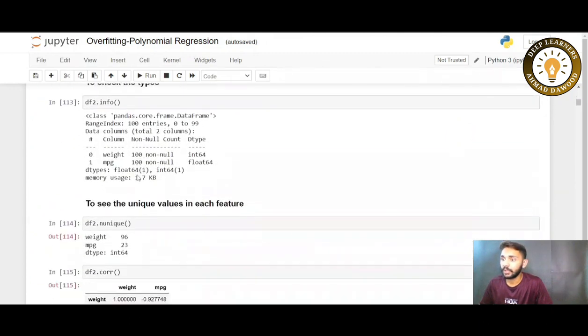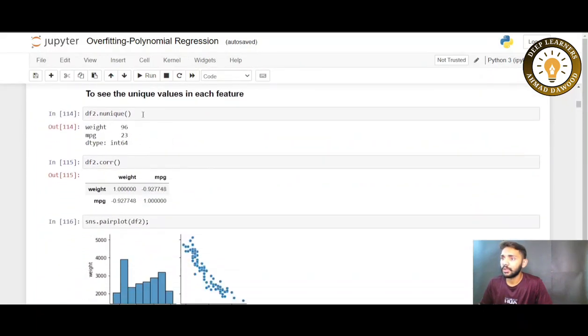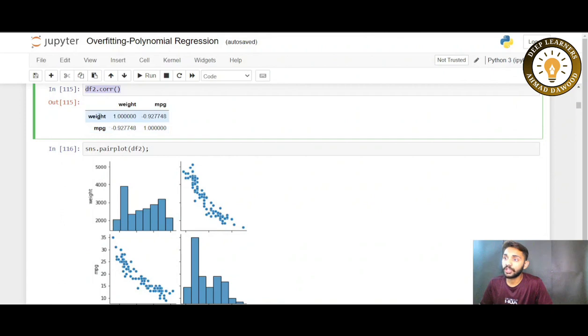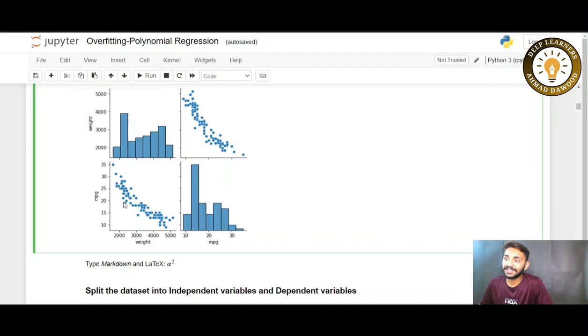Then I am checking the type of my data, how many unique values are in my data, then the correlation here. Weight is the independent variable and miles per gallon is dependent. It has a 0.92 relation with miles per gallon, in the negative direction, so you can say it has a negative correlation. You can also see by the pair plot that as weight is increasing, your miles per gallon is decreasing.